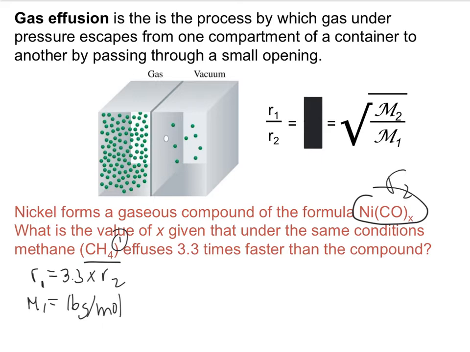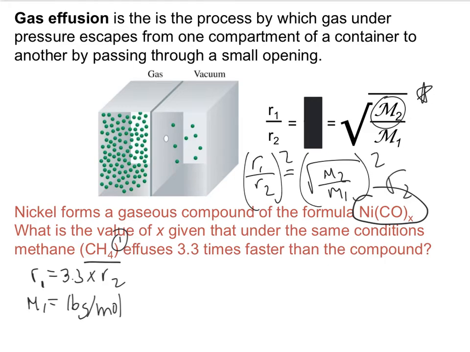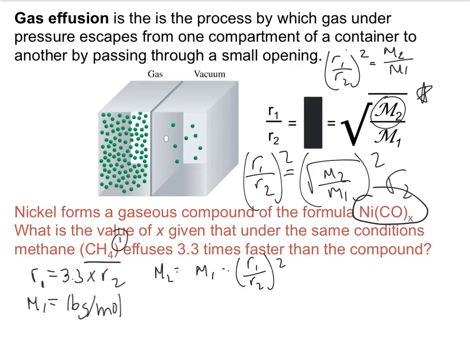If we take Graham's law and rearrange it to solve for M2, we take R1 over R2, which is going to equal the square root of M2 over M1. If I want to figure out what M2 is, I'm going to square both sides. That gives me R1 over R2 squared being equal to M2 over M1. Then, to get M2 all by itself, because that's the one I don't know, I'm just going to cross multiply, and my M2 is going to be equal to M1 times R1 over R2 squared.